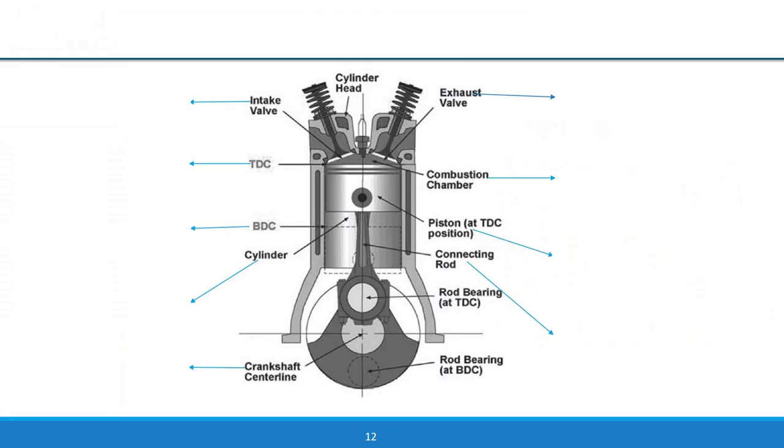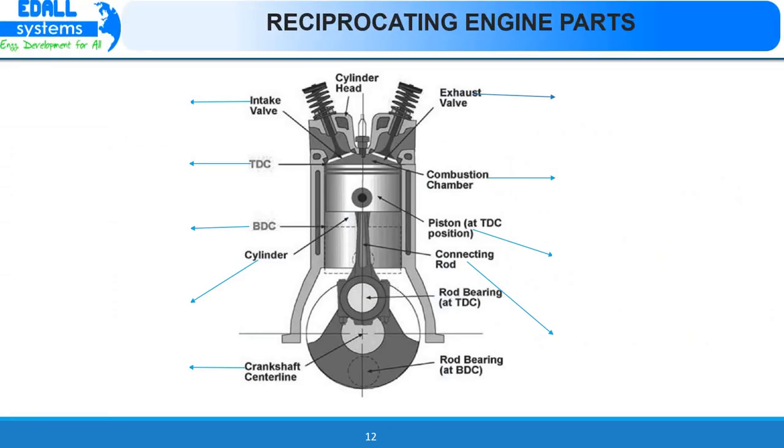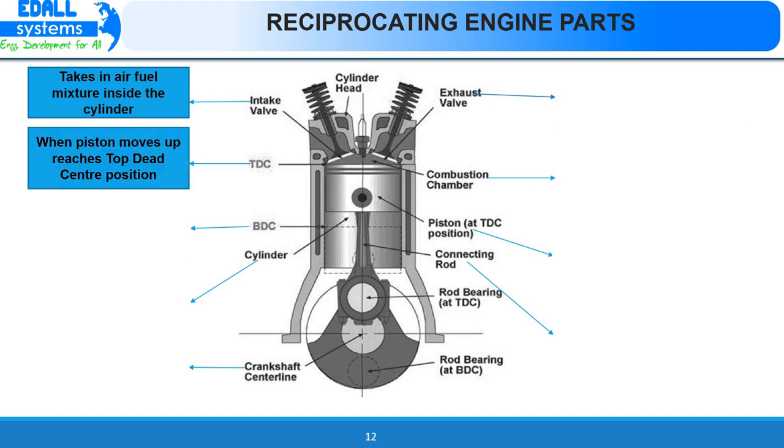Next we shall see the parts of reciprocating engine. The major parts of reciprocating engine are as shown on the slide. They are inlet valve, exhaust valve, cylinder head, crankshaft, cylinder, combustion chamber, piston and connecting rod. Now we shall discuss the functions of all these components. Intake valve. The function of intake valve is that it takes in air-fuel mixture inside the cylinder.